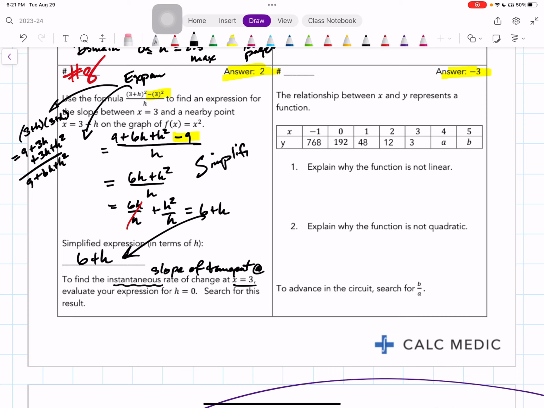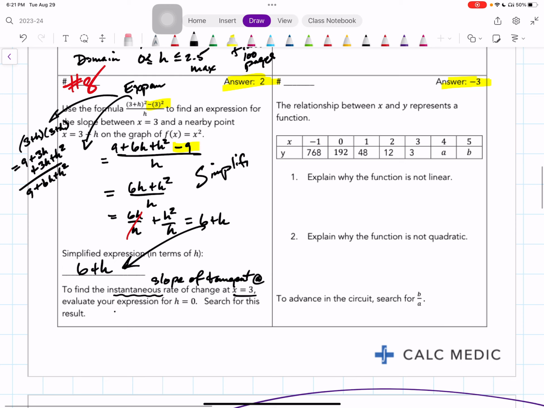Okay, so you substitute in h equals 0, so 6 plus 0 is obviously 6. And that, my friends, is your instantaneous rate of change. So the instantaneous rate of change is 6 by evaluating. And now what we need to do is find the answer that has 6.